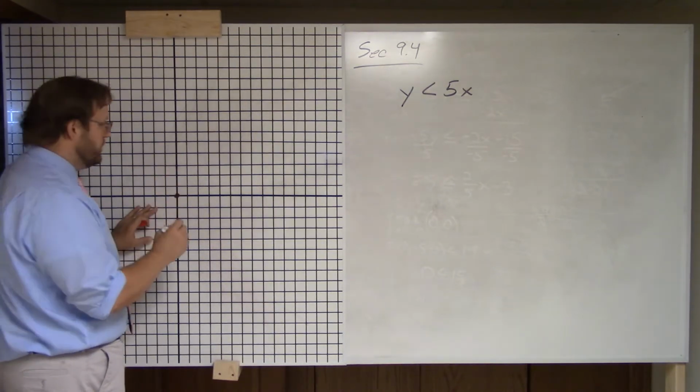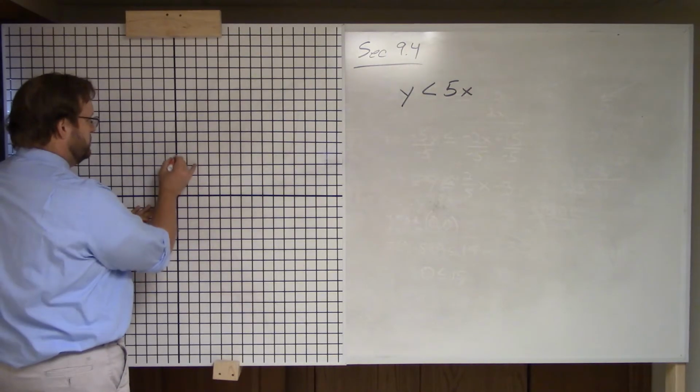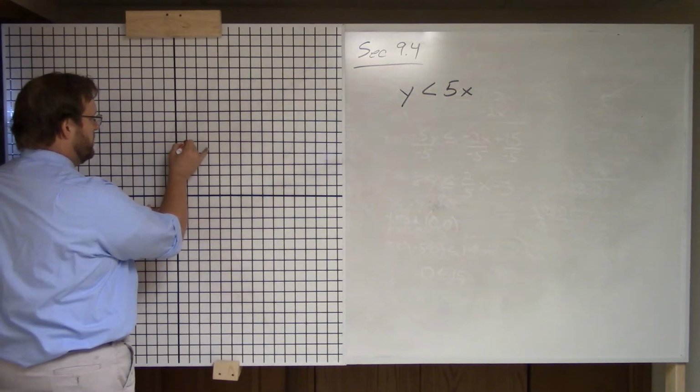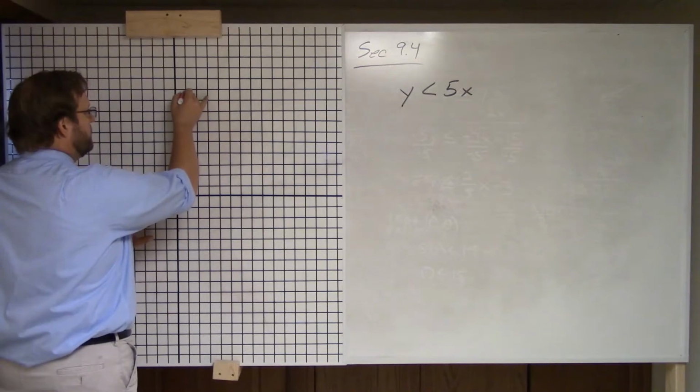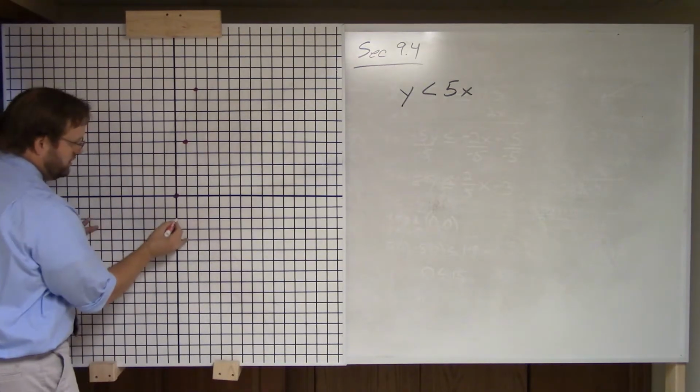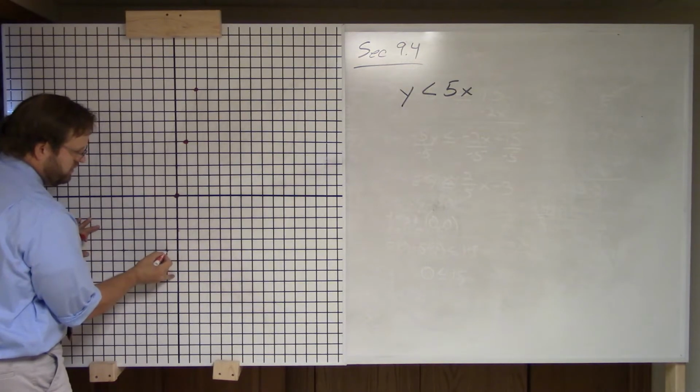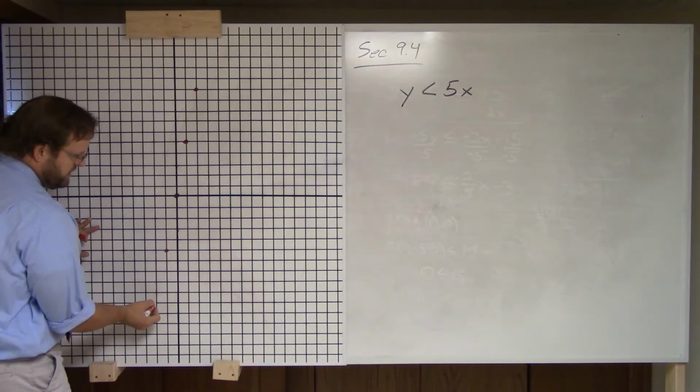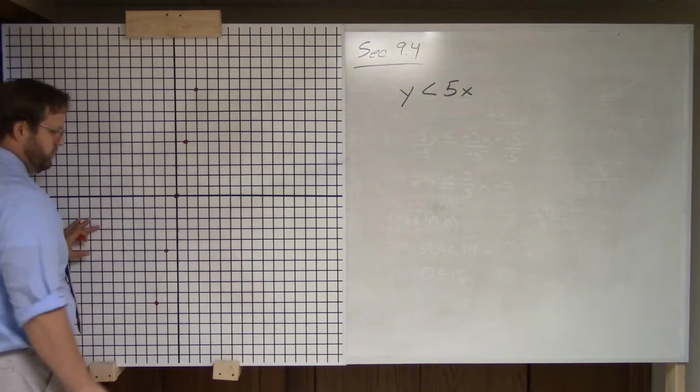So slope of 5 means 5 over 1. Rise 5, run 1. I could also go down and left.